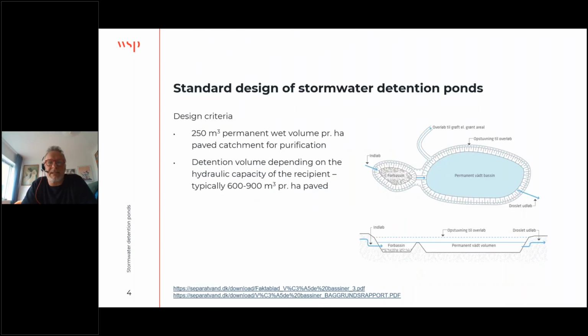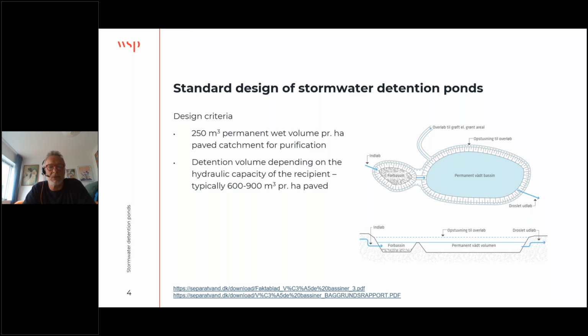Well, about the standard designs of stormwater detention ponds, we made, that's WSP, at that time we were called Orbicon, that was before we became a part of WSP, together with the Danish EPA and University of Aalborg guidelines, which are considered best available technology in Denmark for how to design stormwater detention ponds. And they're designed with 2 goals in mind. One is purification of the water, and the other is detention of the water. Purification, that's due to not polluting our recipients.